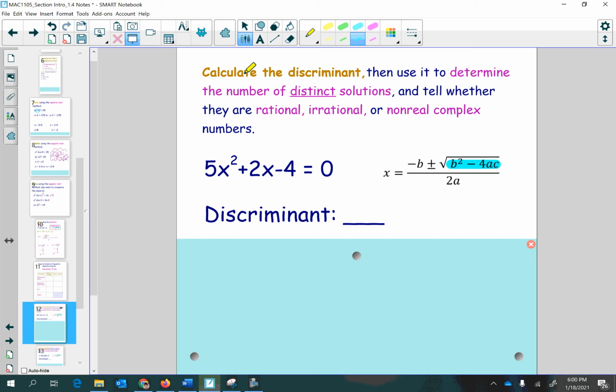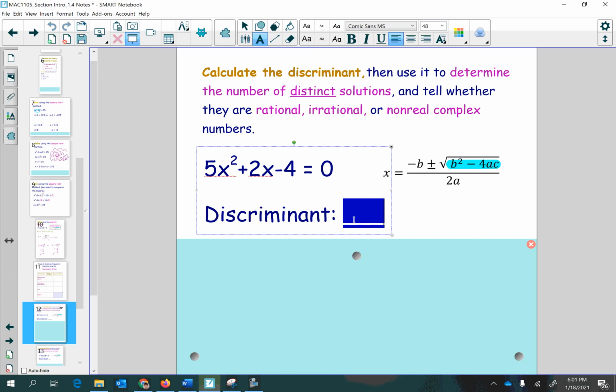Okay, so for these problems, all we're asked to do is calculate the discriminant, because we want to talk about the types of solutions that we should expect as our final answers. The discriminant is b squared minus 4ac. So let's calculate that. b is 2 here, so 2 squared is 4, right? b squared minus 4 times a, which is 5 here, and times c, which is -4. Let's simplify this. -4 times 5 is -20. -20 times -4 is +80. So 4 plus 80 is 84.